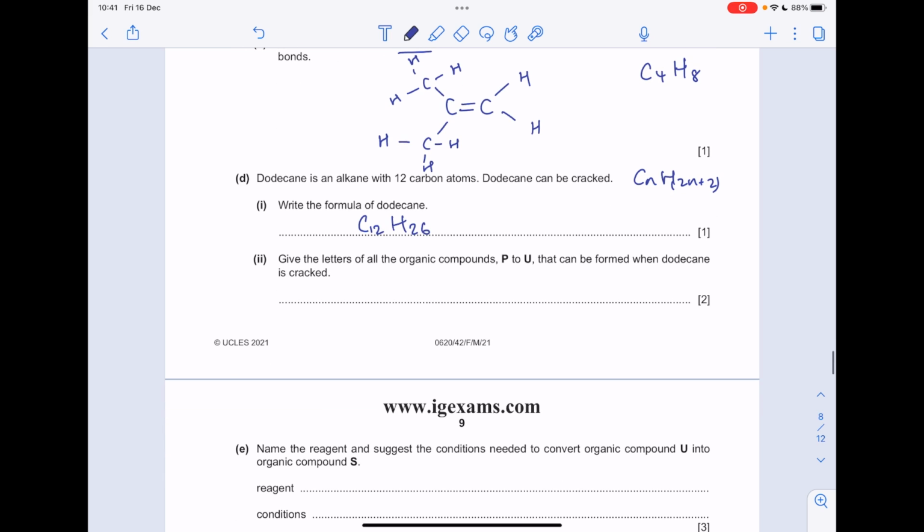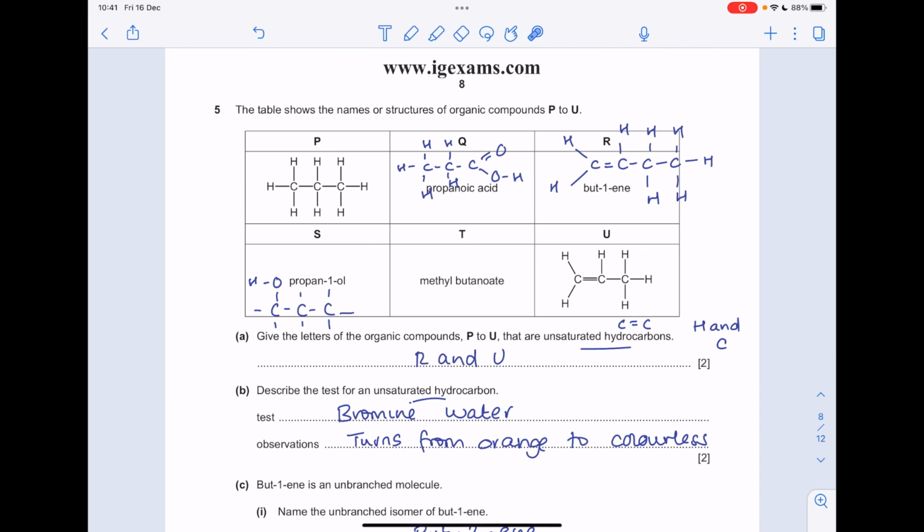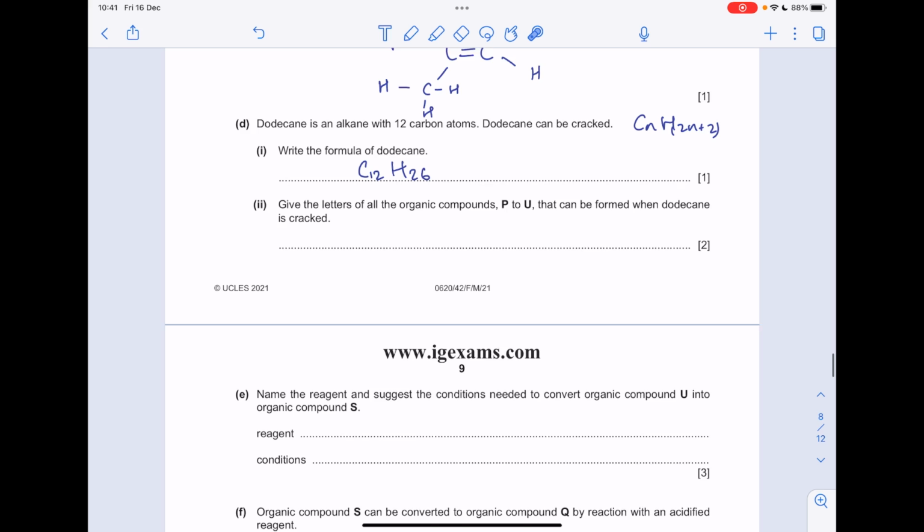Give the letters of all the organic compounds that can be formed when dodecane is cracked. So we need a mixture of alkanes and alkenes that have a shorter length of carbon chain. So P is relevant, R and U.